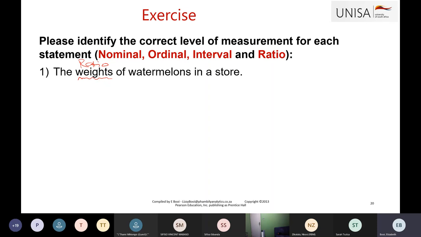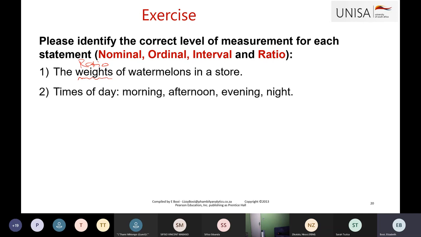Because zero weight means nothing. It does not exist. Times of a day: morning, afternoon, evening, and night. You must think very carefully.